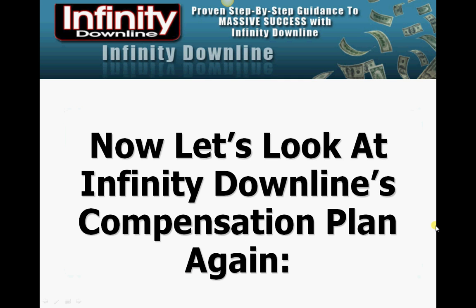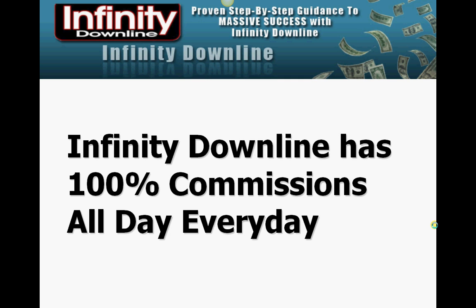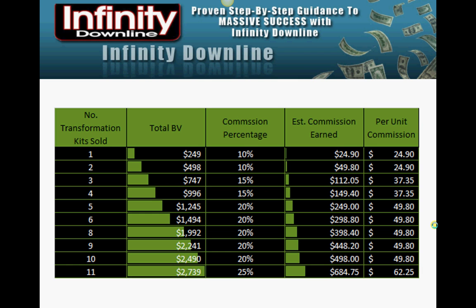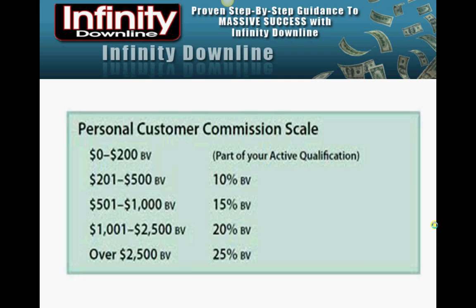All right, we've looked at all that in the traditional sense. Now let's look at Infinity Downline's compensation plan. Big difference here. Infinity Downline has 100% commissions all day, every day. Infinity Downline has a $25 membership fee. Now, in the traditional MLM structure, we've got 5%, 10%, all that kind of stuff. You have to get out your calculator and do all these big calculations to see how much you're going to earn.